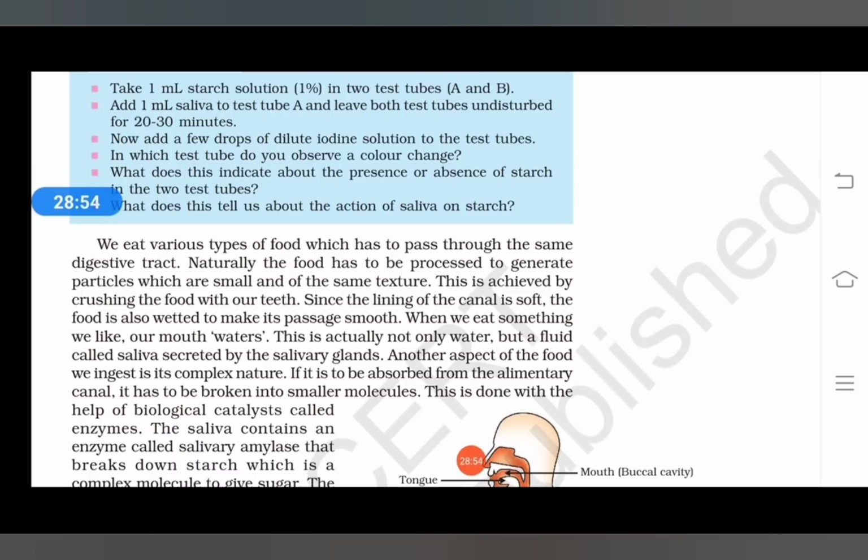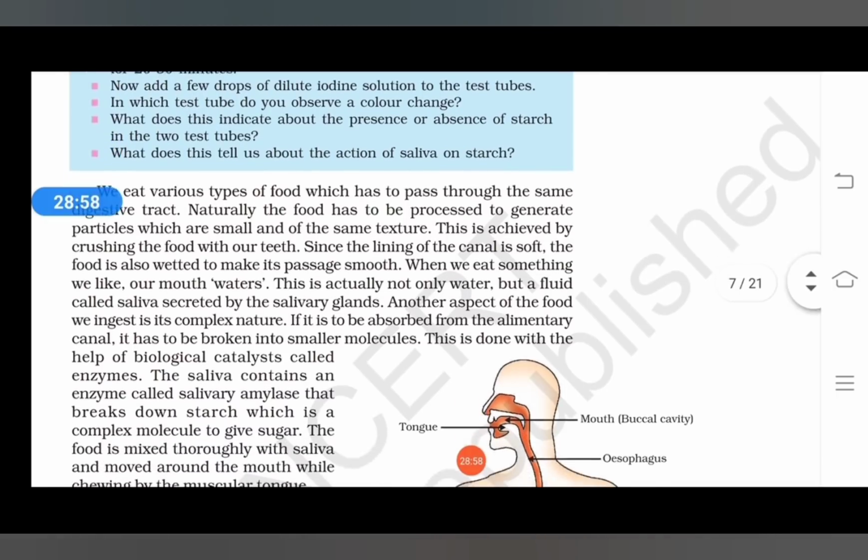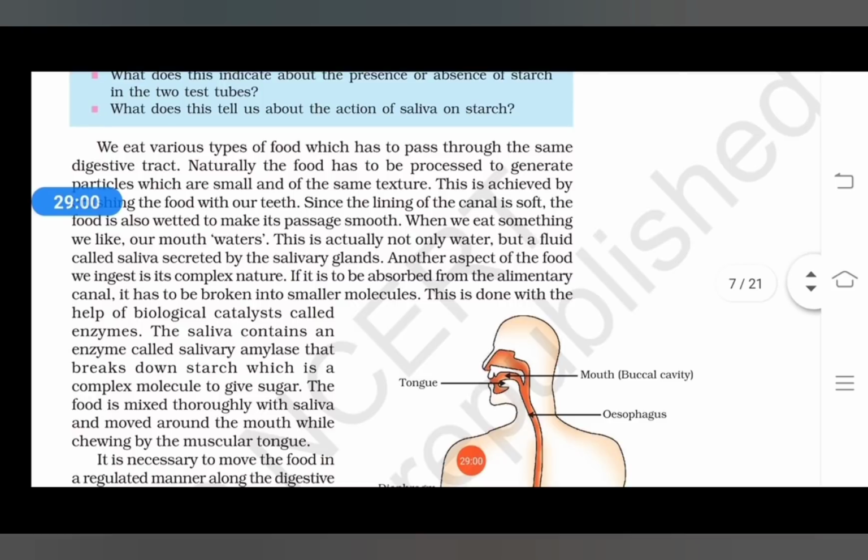Another aspect of the food we ingest is its complex nature. If it is to be absorbed by the alimentary canal, it has to be broken into smaller molecules. This is done with the help of biological catalysts called enzymes.